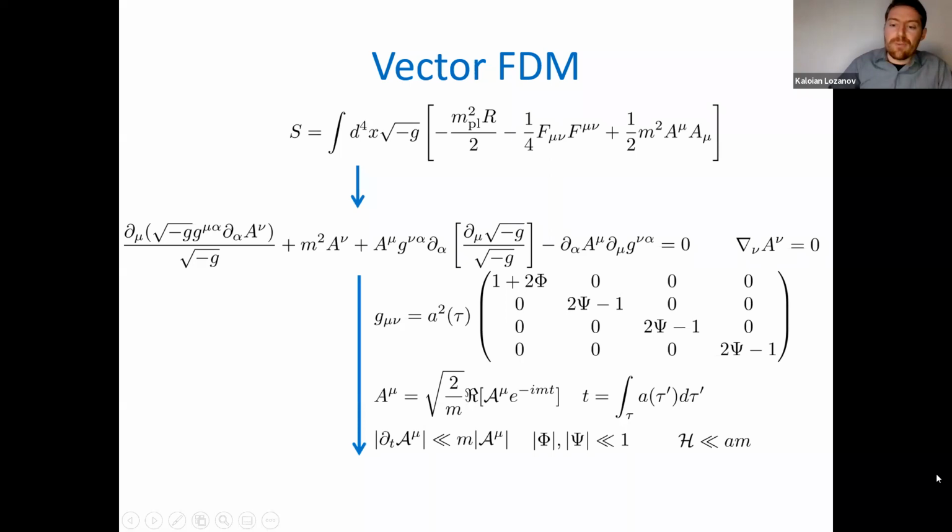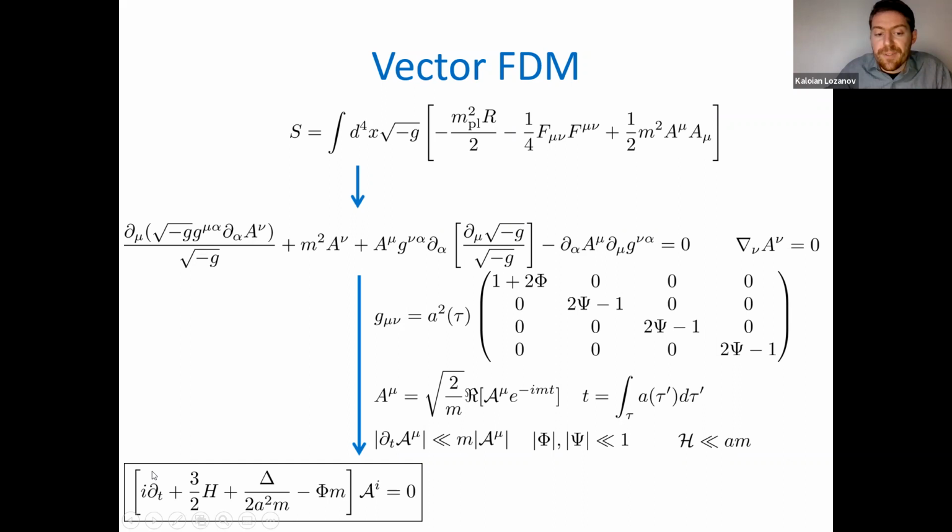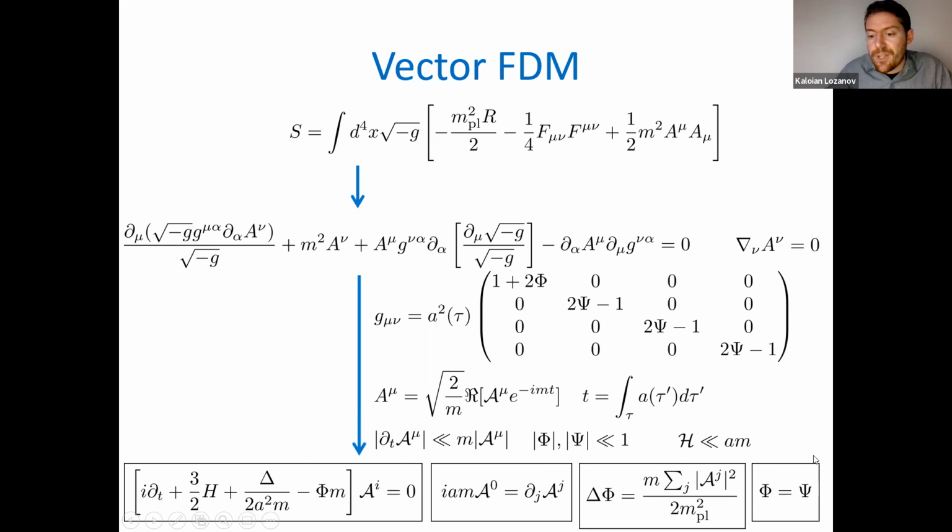And now one can show that, to leading order in these small quantities, the space-like components of the equation of motion reduce to three identical copies of the Schrödinger equation we had for scalar fuzzy dark matter. In addition to that, the constraint equation reduces to this simple expression. In addition to that, the Einstein equations give us this Poisson equation and a condition on phi and psi.